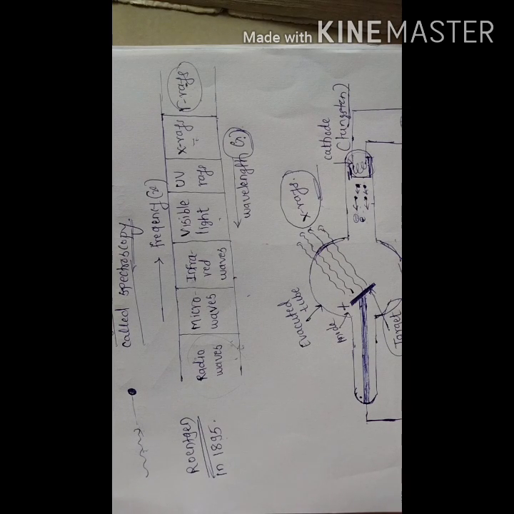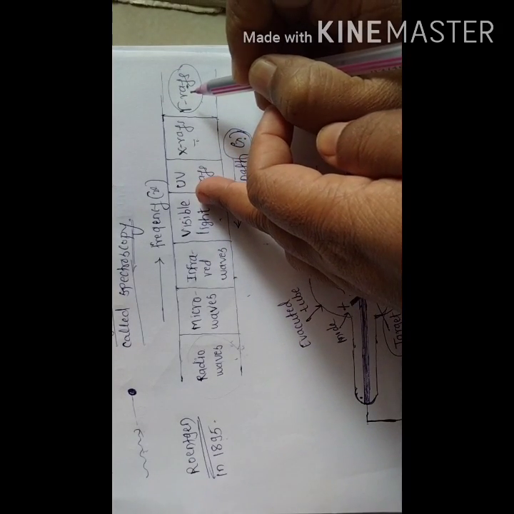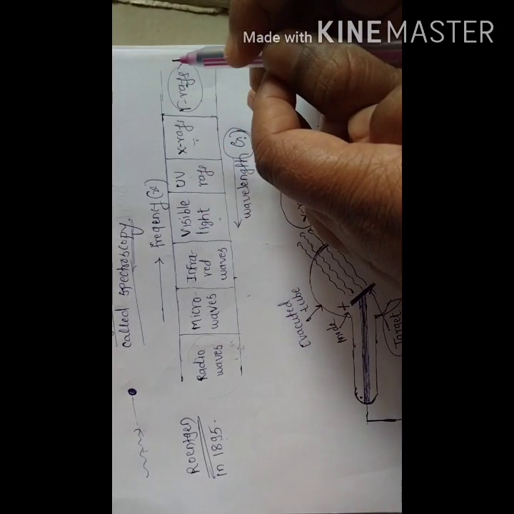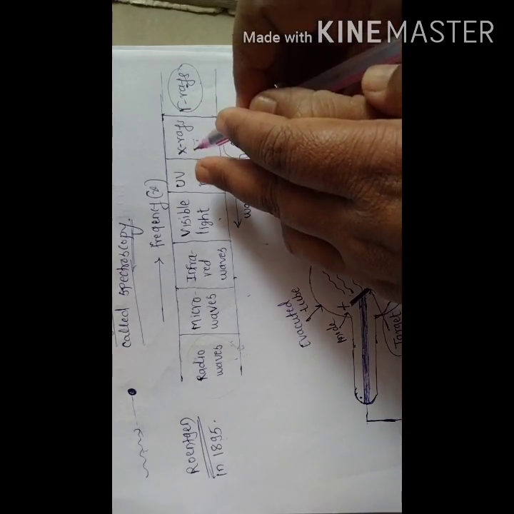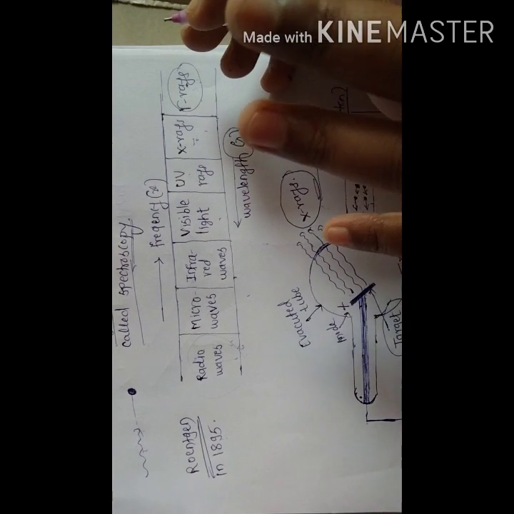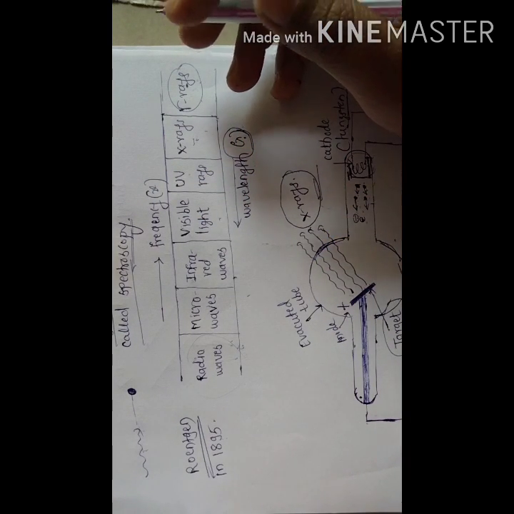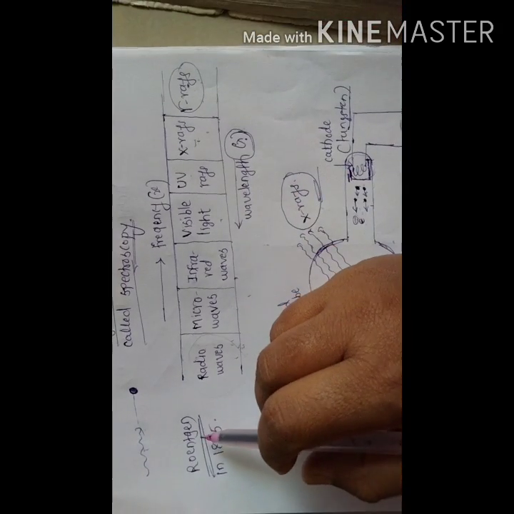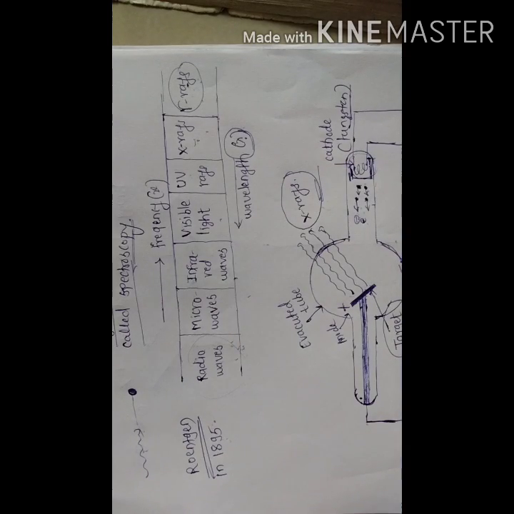These X-rays are electromagnetic radiations, and they belong to the electromagnetic spectrum, lying between UV rays and gamma rays. These X-rays have very high energy and very high penetrating power, and they were discovered by Röntgen in 1895. We know that X-rays have two types.